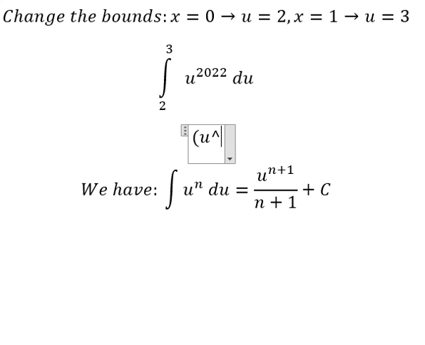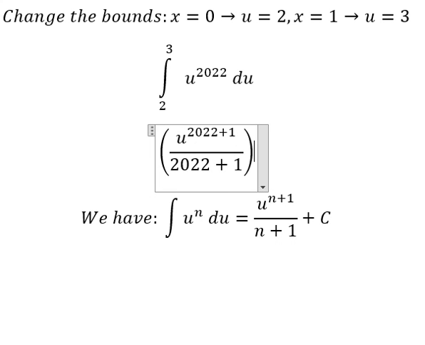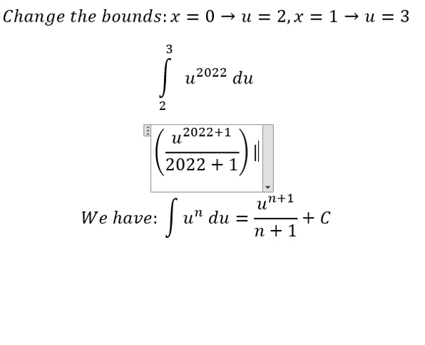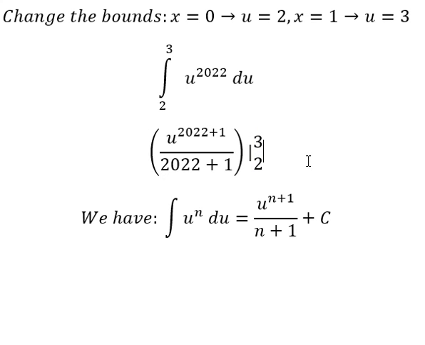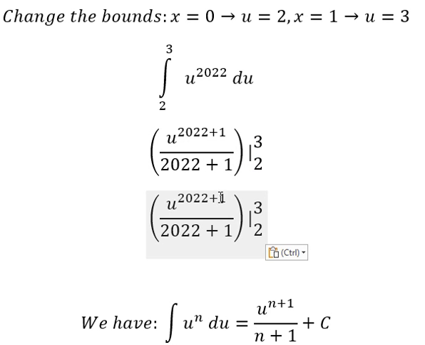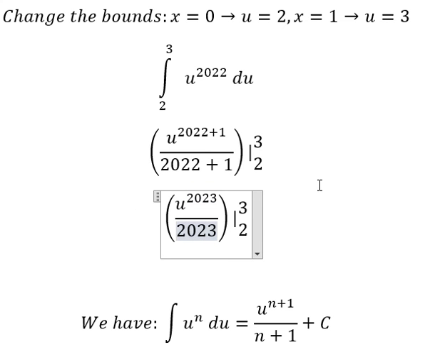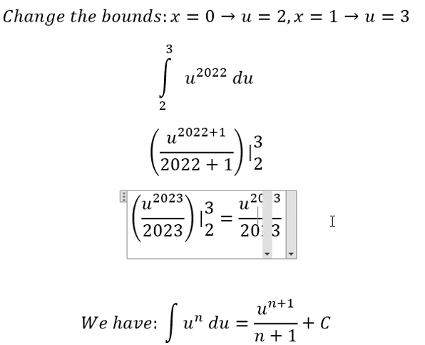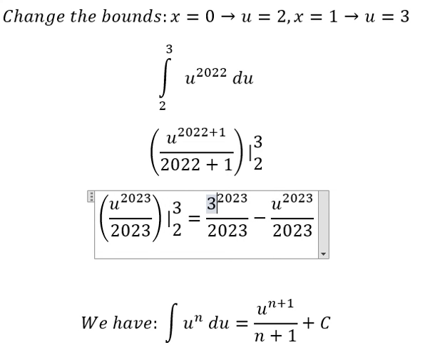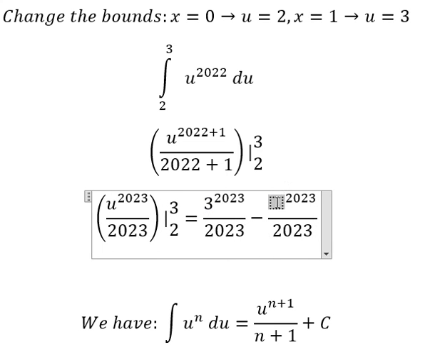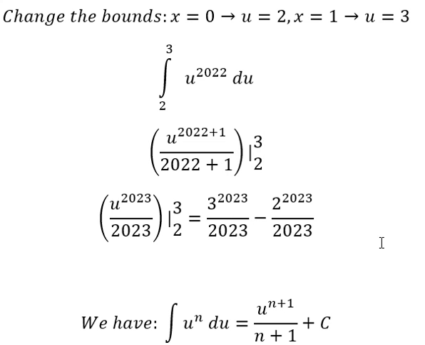So we have u to the power of 2022 plus 1 over 2022 plus 1, and I will put the bounds from number 2 to number 3. This one we have 23. We have 2023. Now I will put number 3 and number 2 in here. And that is the final answer.